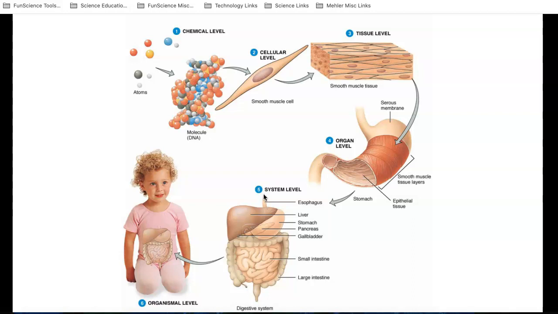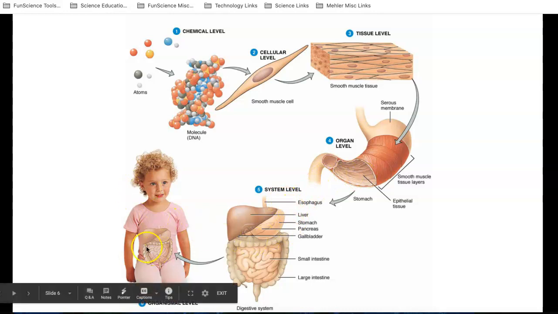So let's take a look at what we have. We have the cellular level, tissue level, organ level, system level, and then the organismal level.